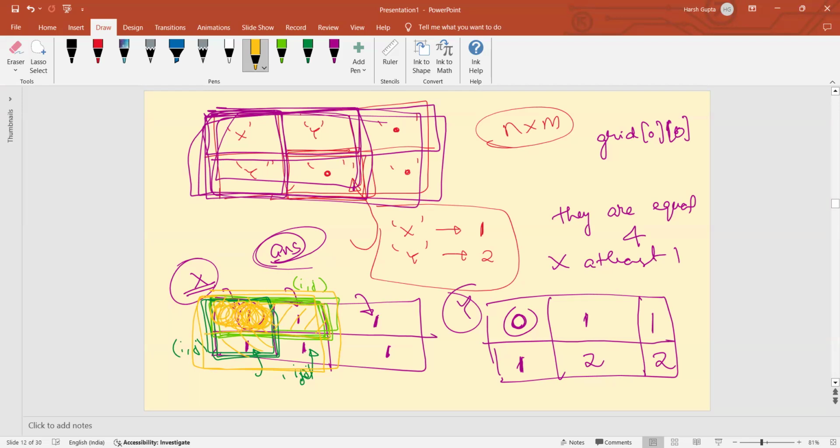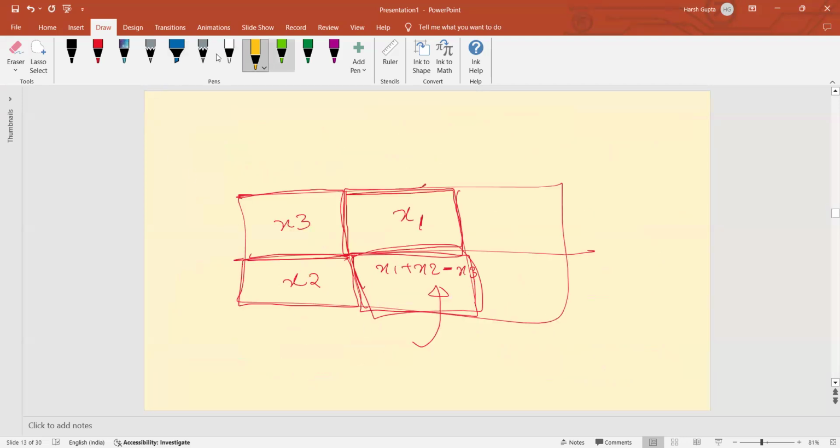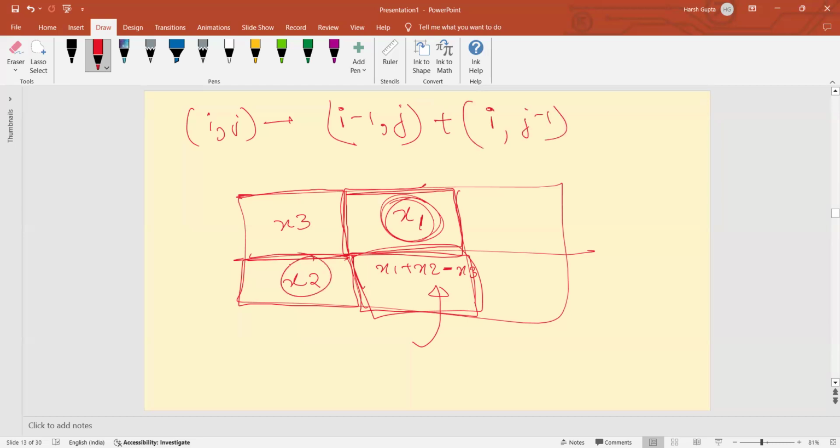While counting for this, it got counted. While counting for this, it got counted. So this value got counted twice. So the answer for this particular I comma j will be nothing but the answer for I minus 1 comma j, that is the above block, plus the answer for I comma j minus 1, that is the left block, minus the answer for I minus 1 comma j minus 1, that is the diagonal block. If I am able to do so, the job is done.